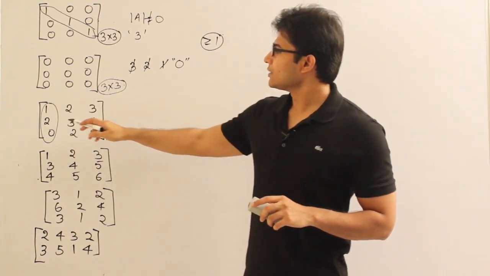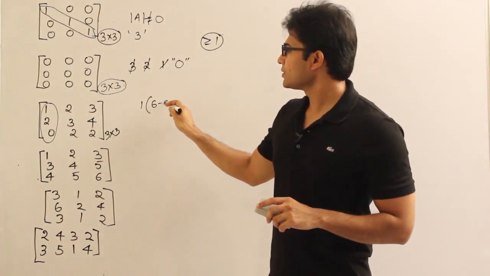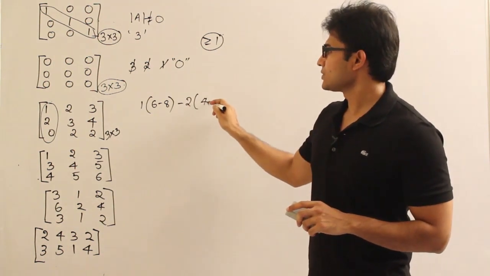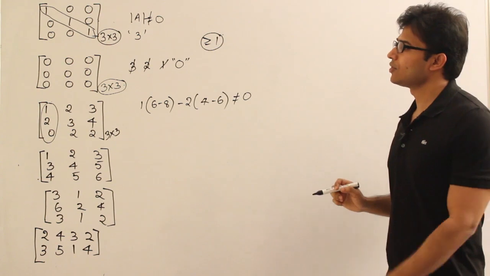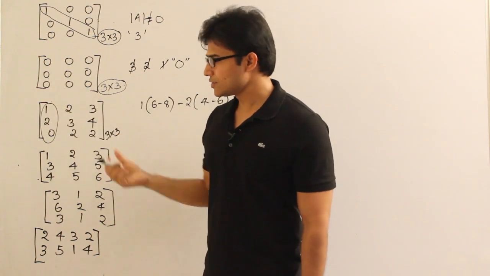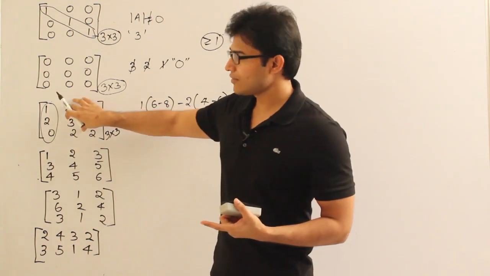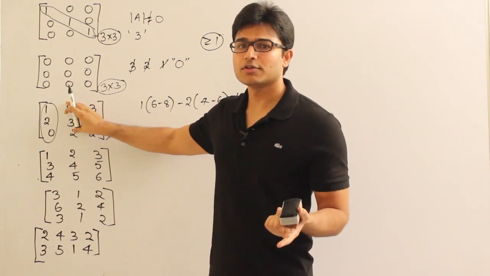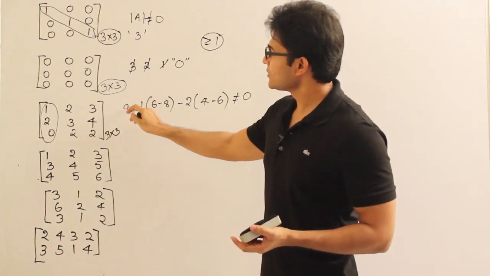If I do that, the determinant across the first column is going to be 1 into 6 minus 8, minus 2 into 4 minus 6. You can do the math and you will find that it is not equal to 0. So what does it mean? It is a non-singular matrix, which means it is a 3 by 3 matrix whose determinant is not equal to 0. Therefore, the rank of this matrix could be 3, because the matrix contains in itself the same matrix of size 3 by 3 whose determinant is not equal to 0. That is the maximum submatrix. Therefore, the rank is going to be 3. So the rank of this particular matrix is 3.